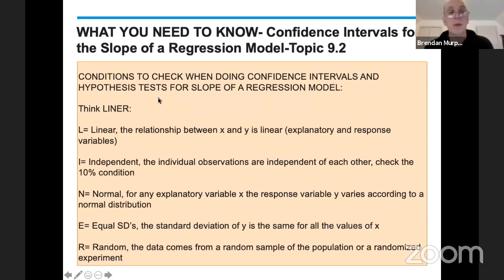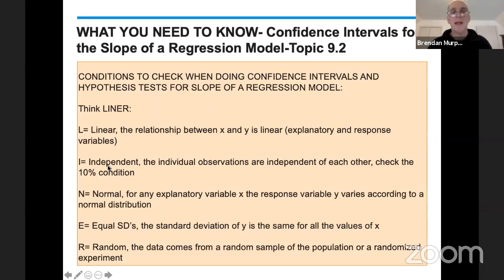Similar to all the inference we've done so far this year, we do need to check conditions and list assumptions. Many of the books have this little acronym. We're dealing with linear models, least squares regression lines, think LINER. I wish I had a good abbreviation for A here, and then it would be exact, but close enough. So L stands for linear. We need to convince ourselves that the relationship between X and Y is linear. The explanatory and response variables are linear.